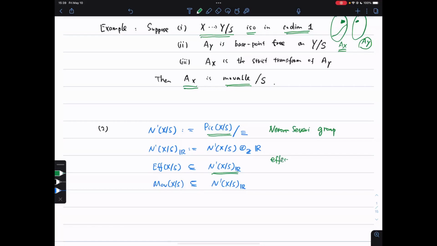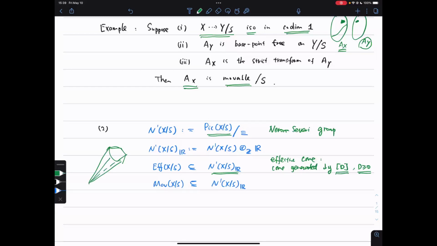So I said effective cone. This is a cone generated by effective divisors. Basically, this means we have an effective divisor, we consider its class inside of the Néron-Severi group or vector space, and then we consider the cone generated by it. So this is simply a naive understanding of cones.